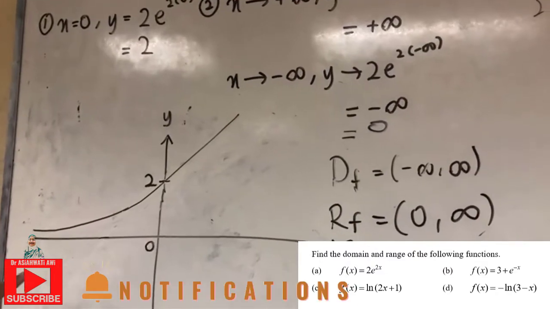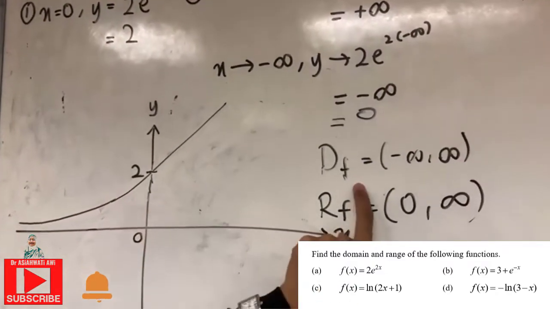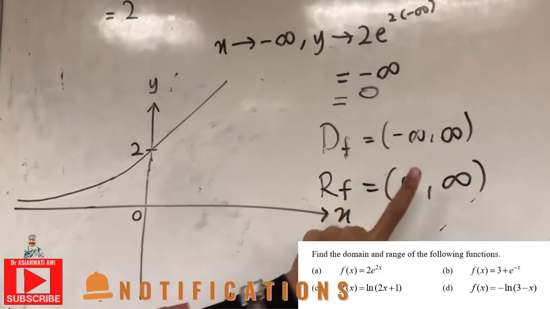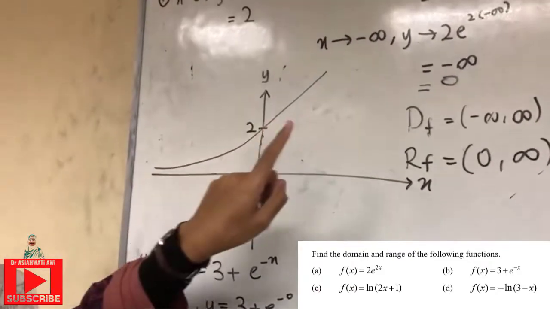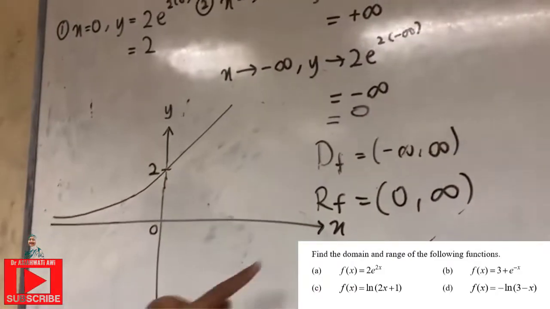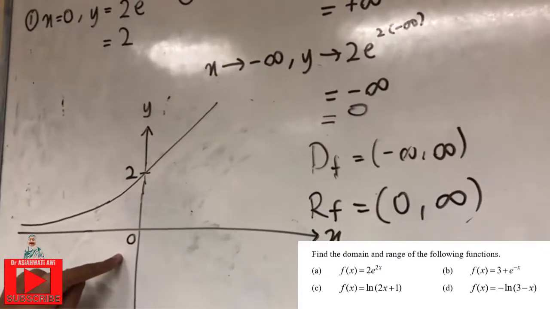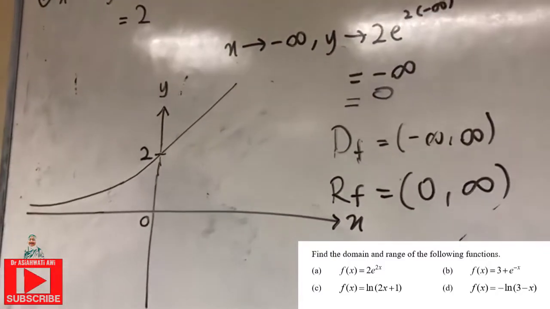Lepas tu bila dekat graf ni kita boleh tengok dia punya domain dengan range. Domain dia daripada negatif infinity ke positif infinity. Range dia daripada kosong ke positif infinity.